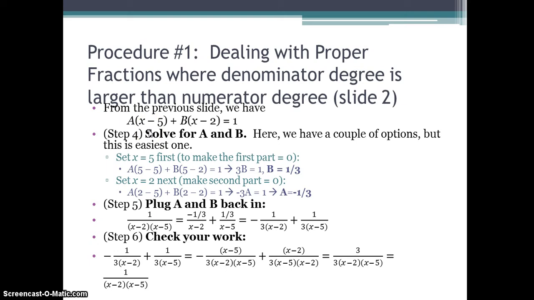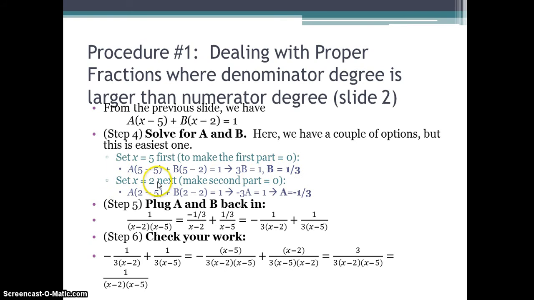Solve for A and B. So here we have a couple of options, but we're going to use what's called the Heaviside method, which will help us figure out what A and B are. And the trick is to make the factors equal to 0. In other words, the x minus 5 factor equal to 0 and the x minus 2 factor equal to 0. In the first case, we're going to set x equal to 5. And when we plug in x equals 5 into our original equation, we notice that we get 0A plus 3B is equal to 1. And immediately this gives us that B is equal to 1/3.